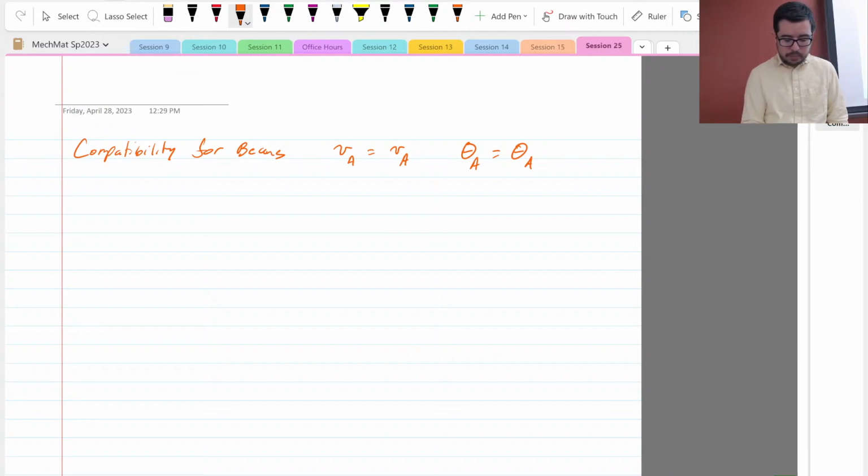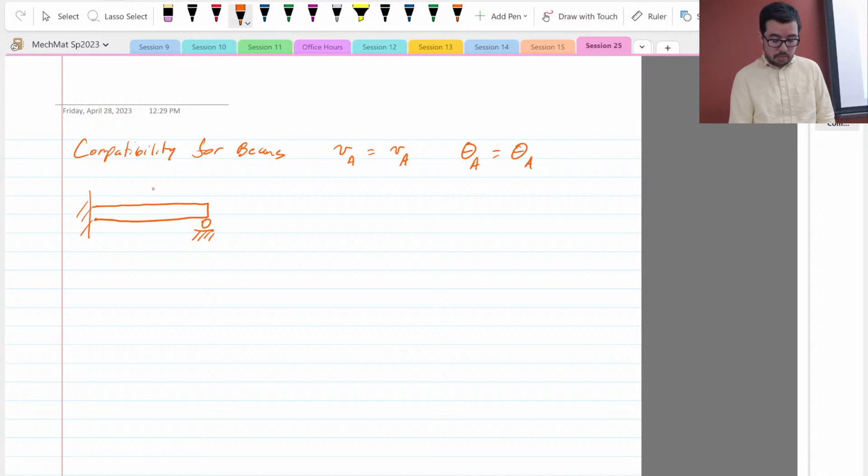Something like this. Let's say we have, this is just an example. Okay, this is another example of an indeterminate system. So it's indeterminate. What would I do? I'd remove the roller to make a determinate system.